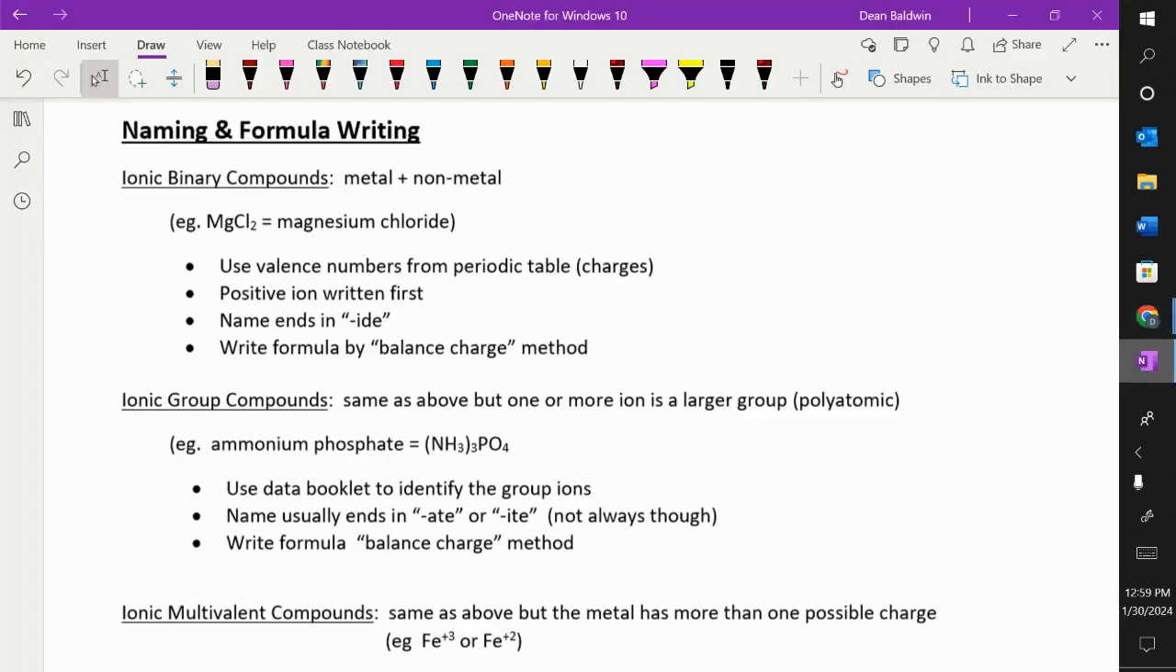Okay, naming compounds. Basically, this is how you speak chemistry. If you can't understand how to name or derive formulas from names, this is going to be a really hard course. Okay?